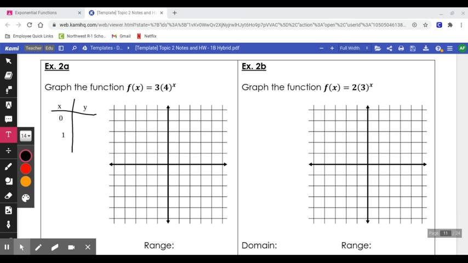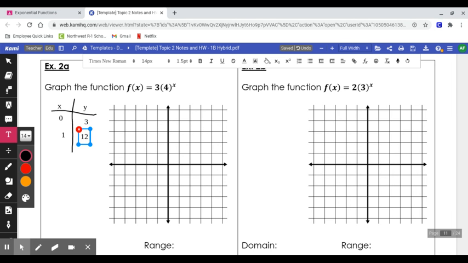0 equals 3. Okay, so here we have 3. Now let's plug in 1. Okay, same thing, 3 parentheses 4 caret 1 is 12. So when x is 1, y is 12. So there's our 2 points.